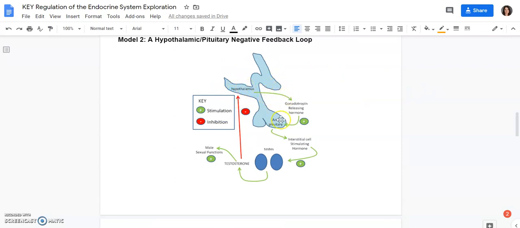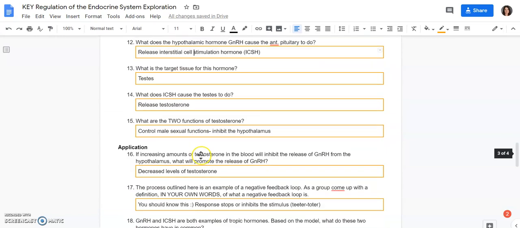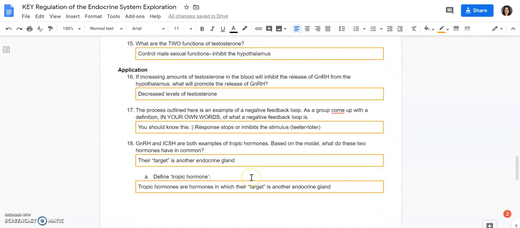So here's the hypothalamus, here's the anterior, here's the posterior pituitary. So there's the GnRH hormone being released by the hypothalamus, triggers the anterior pituitary to release the interstitial cell stimulating hormone, which goes to the testes, causing it to release testosterone, which then controls male sexual functions, but it also inhibits the hypothalamus. All right, so some application questions, a little bit trickier.